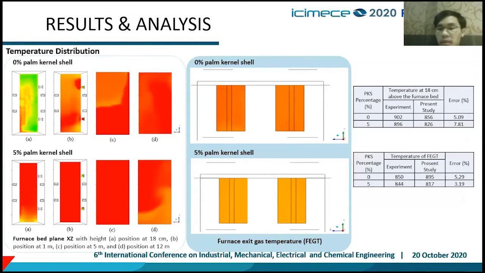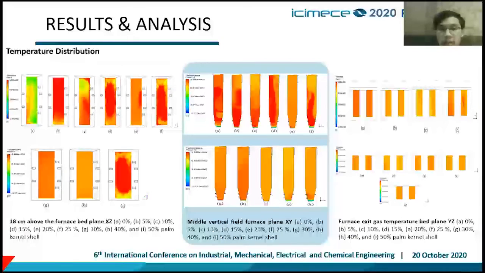So here are the results and analysis. The first one, we compare the temperature distribution. Two points we observe: the furnace bed plane XZ, and the furnace exit gas temperature. We compare the experiment and the present study by simulation. We got an error below 10%.